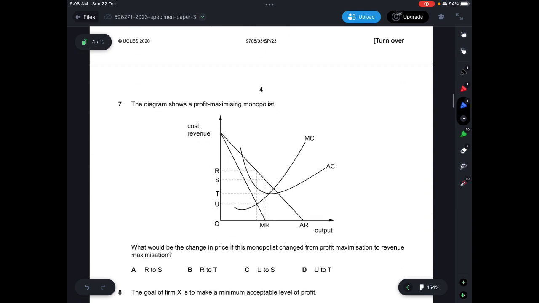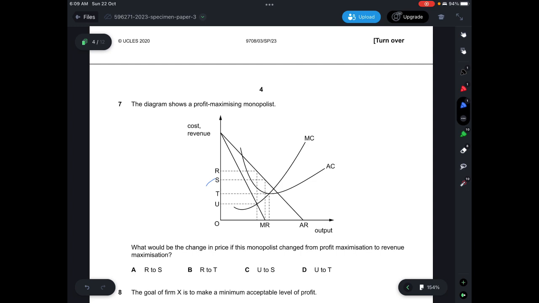Question 7, the diagram shows a profit maximizing monopolist. And what would be the change in price if this monopolist changed from profit maximization to revenue maximization? Revenue maximization is basically when MR equals 0. Okay, so MR equals 0, so that will be at the point S.